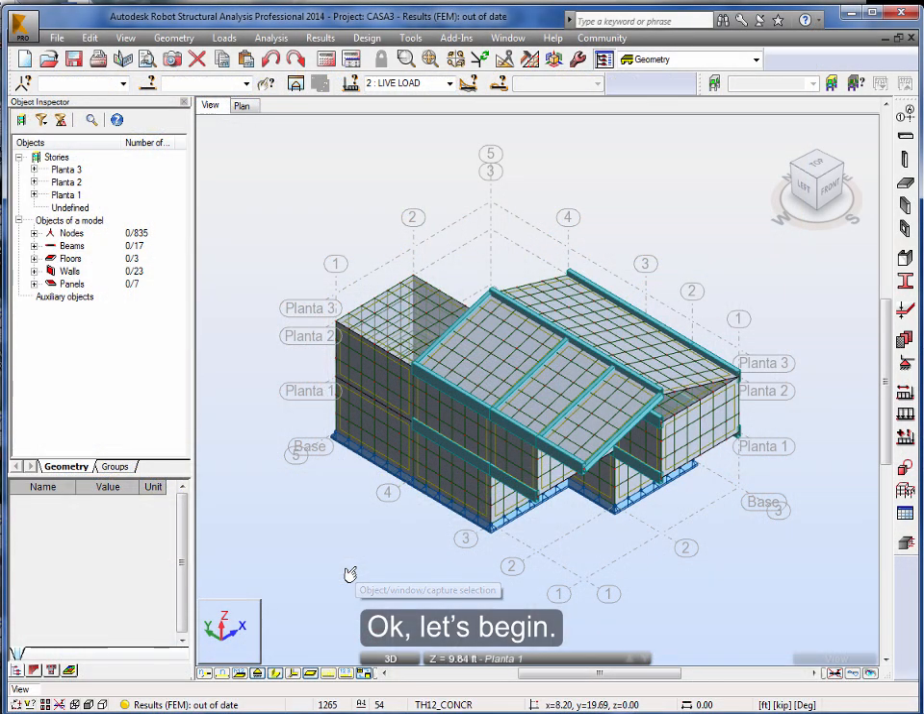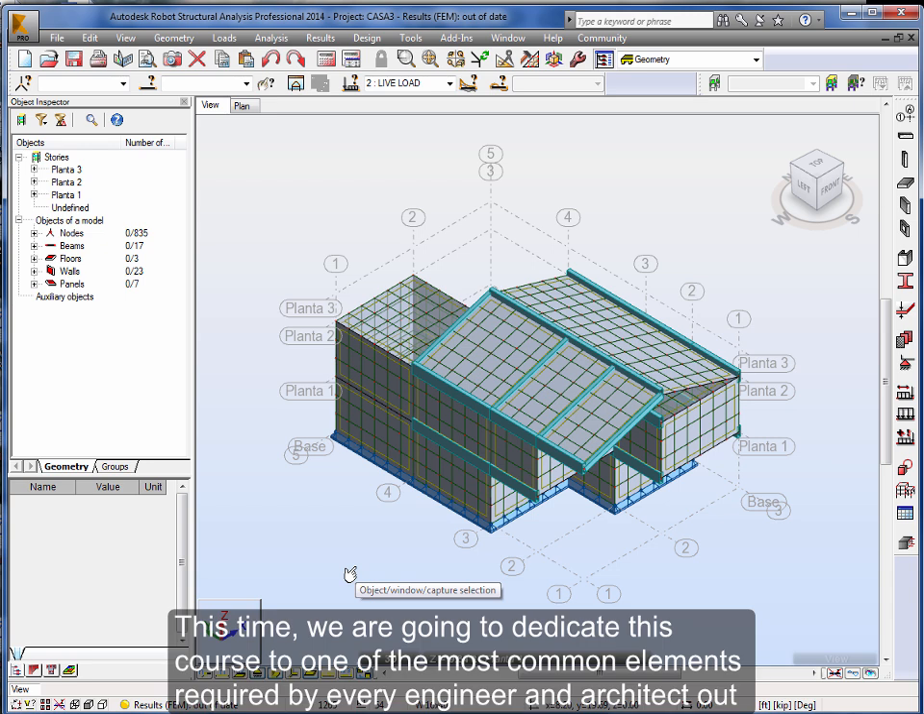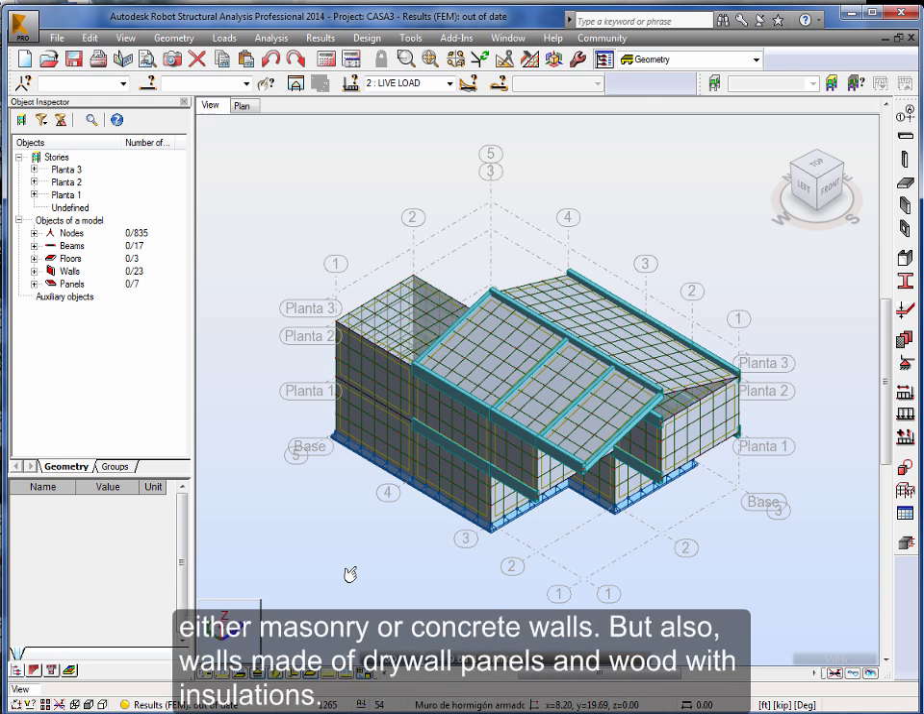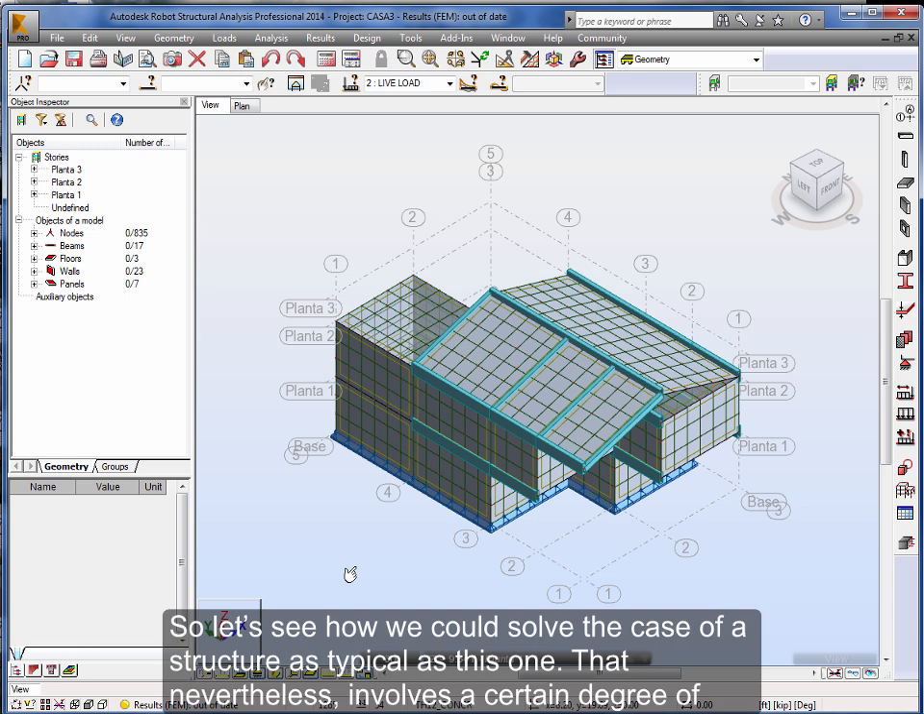Okay, let's begin. This time, we are going to dedicate this course to one of the most common elements required by every engineer and architect out there. The construction of small projects of reinforced concrete structures, which at the same time utilize infill walls, that might be either masonry or concrete walls, but also walls made of drywall panels and wood, with insulations. So let's see how we could solve the case of a structure as typical as this one.